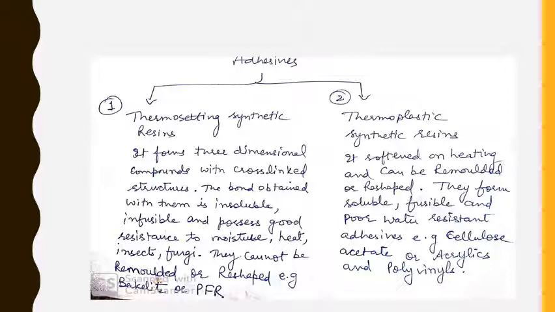And then we go on to talk about thermoplastics. They easily soften on heating and can be remolded or reshaped. They form soluble, fusible, and poorly water resistant adhesives. Examples of thermoplastic synthetic resins are cellulose acetate, polyvinyls, or acrylics. These come in the category of thermoplastic synthetic resins.